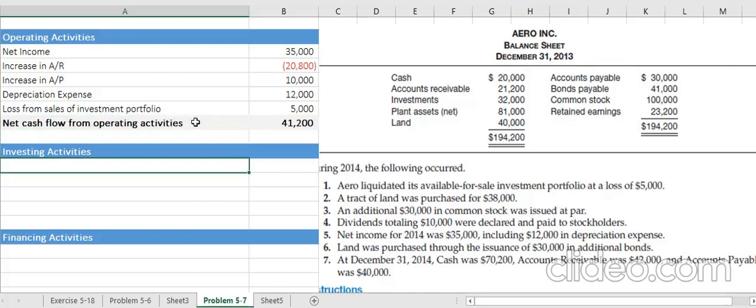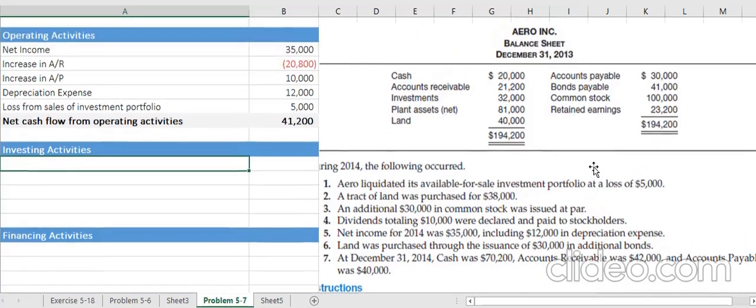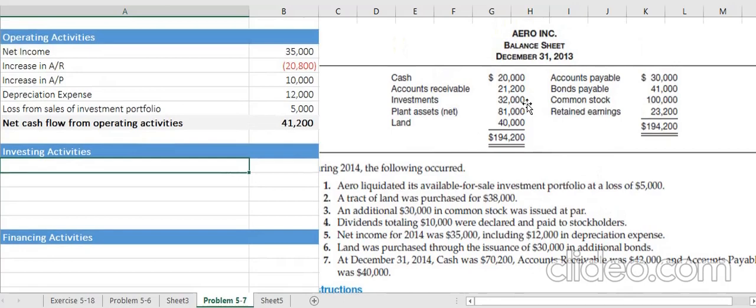Our next section of the cash flow statement is the investing activities. Inside investing activities, current assets and non-current assets come. Now, the first transaction is related to the liquidation of the investment portfolio, which was worth $32,000. This is a long-lived asset, so it is related here.